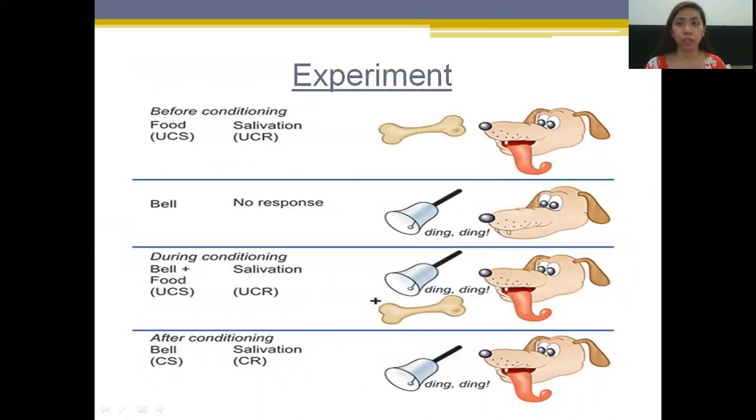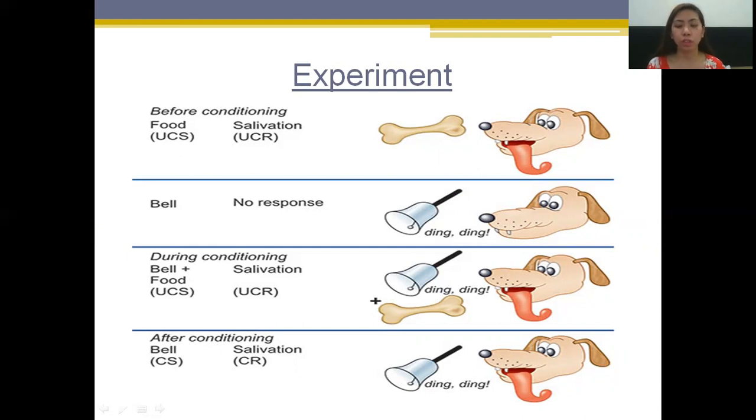This is an illustration of Pavlov's experiment. In his first study, the sight of the food itself became a stimulus for salivation before the food was given to the dogs. In the second scenario, when the dog heard the sound of the bell, it did not elicit any response. At this point, the bell is called a neutral stimulus since it does not affect salivation.